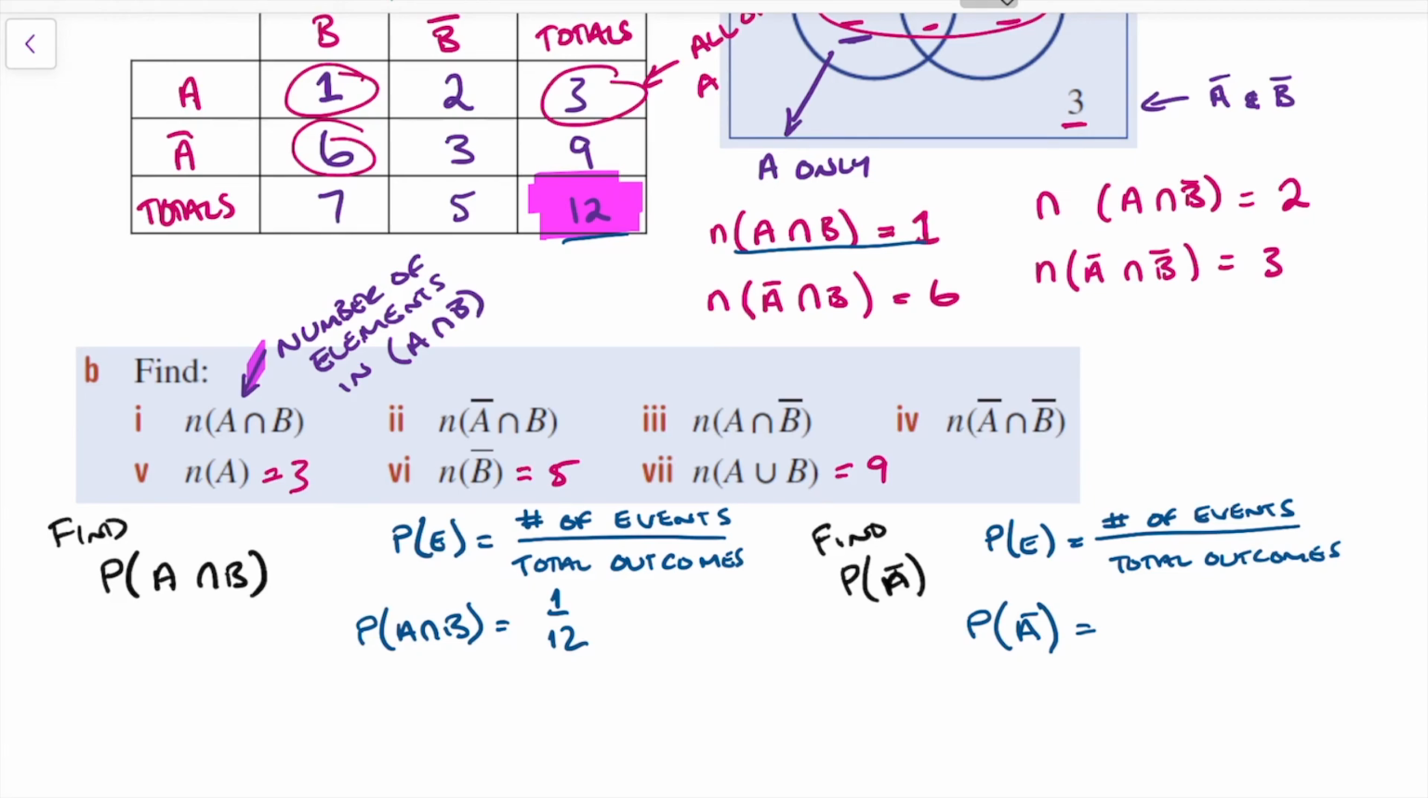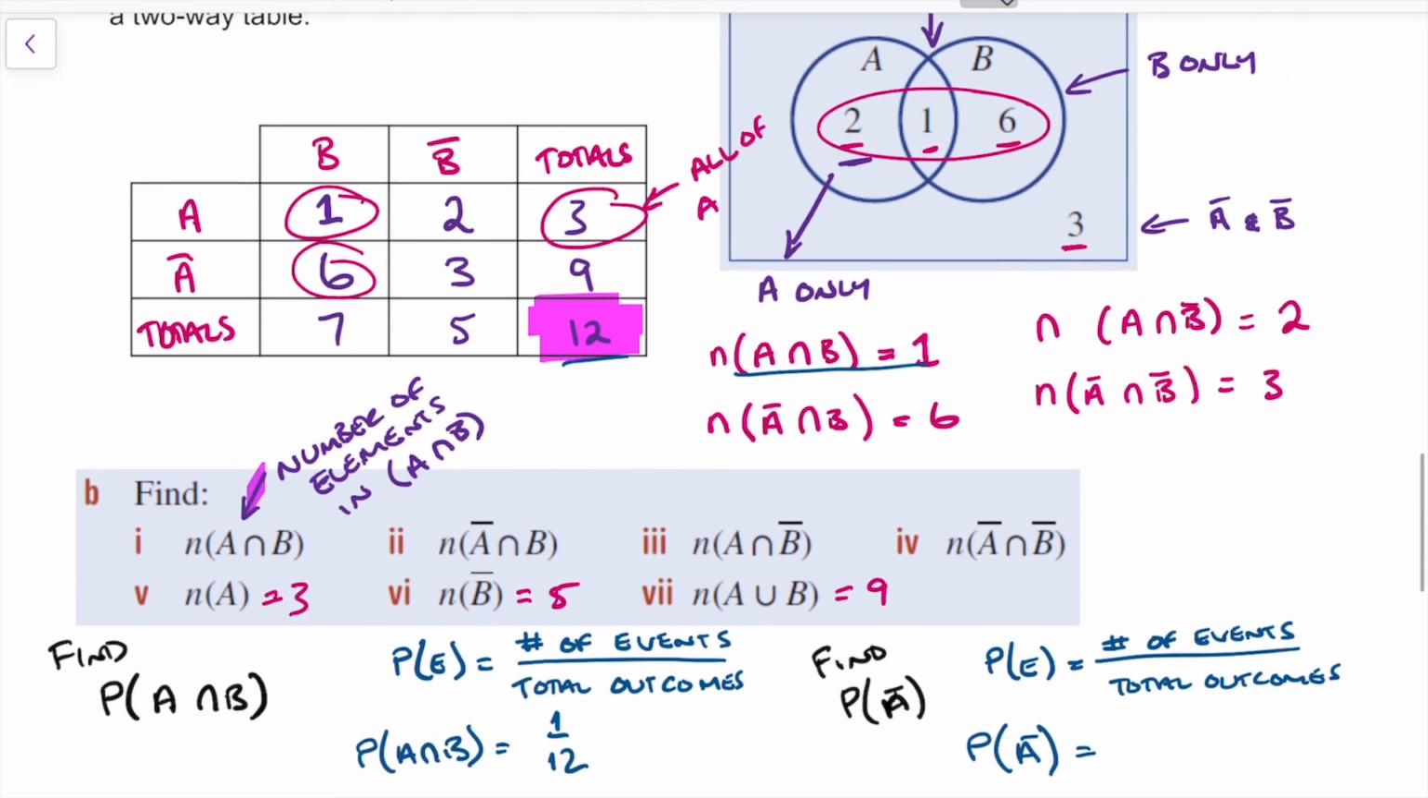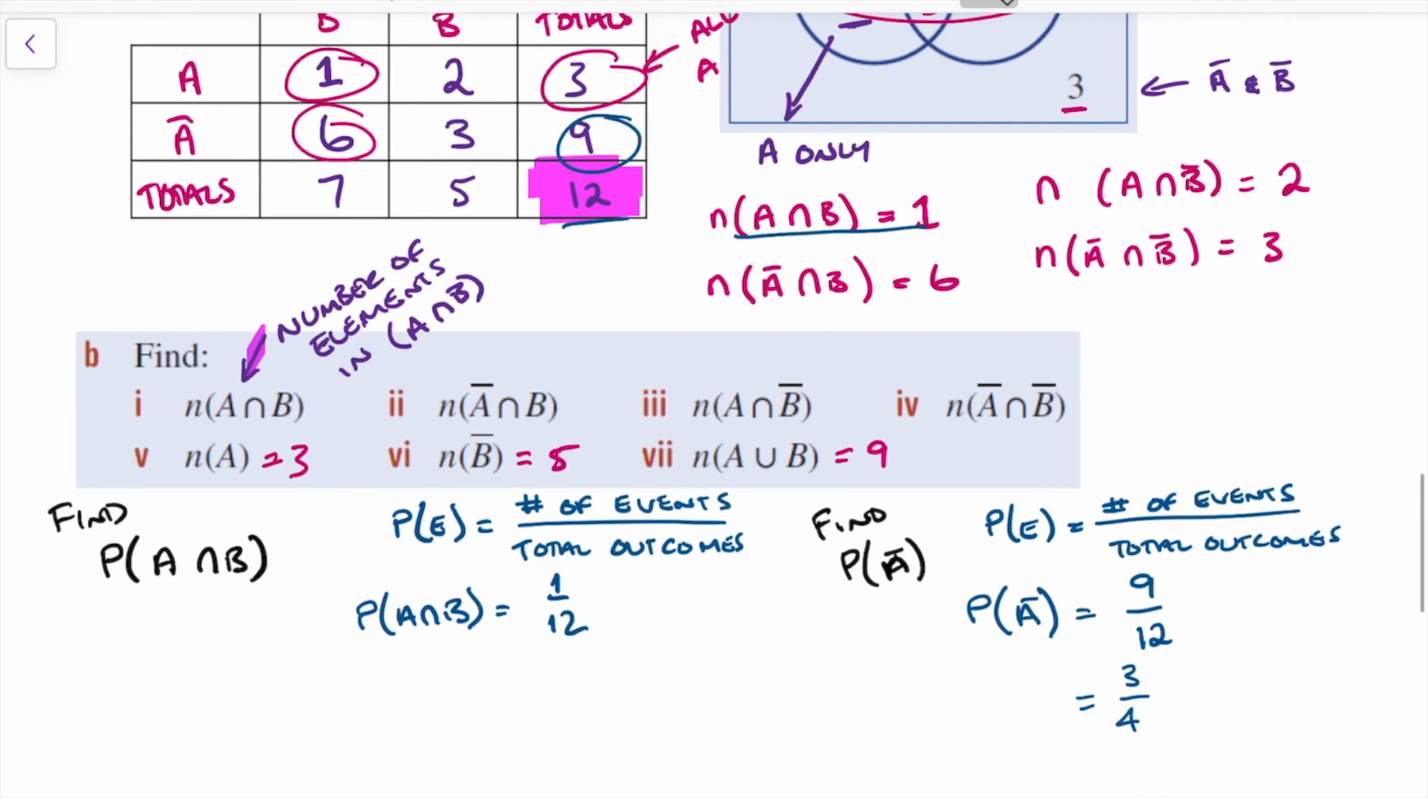So we're looking for not A. All right, not A. Well, there's 6 that are in B, and there are 3 that are not in B, that are not A. So that's when we go for our 9. So this one is 9 over 12. And this obviously can be simplified to 3 over 4. Alright, so that's just simplified to 3 over 4.